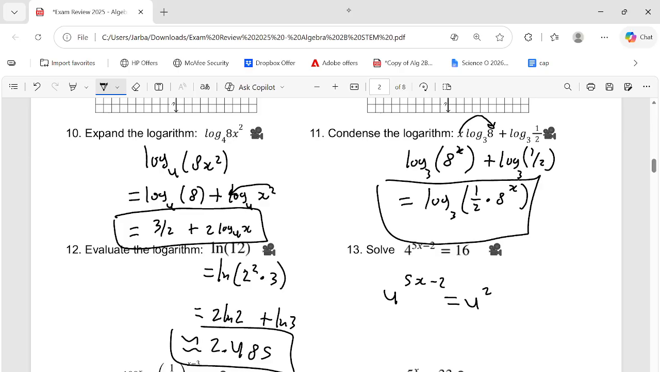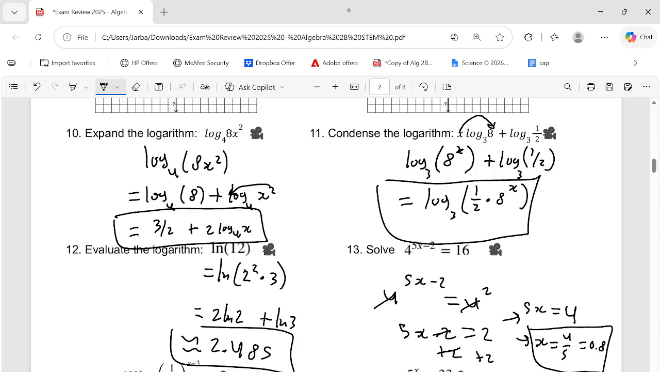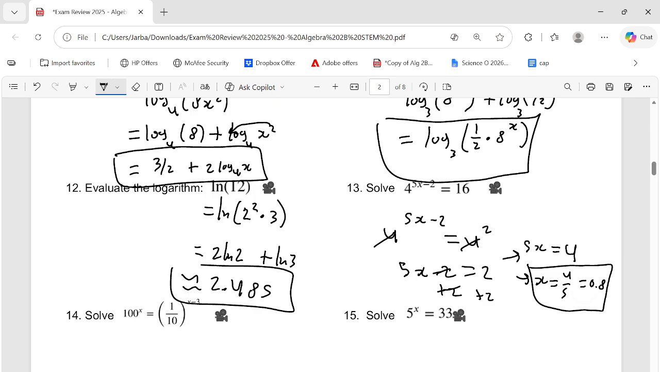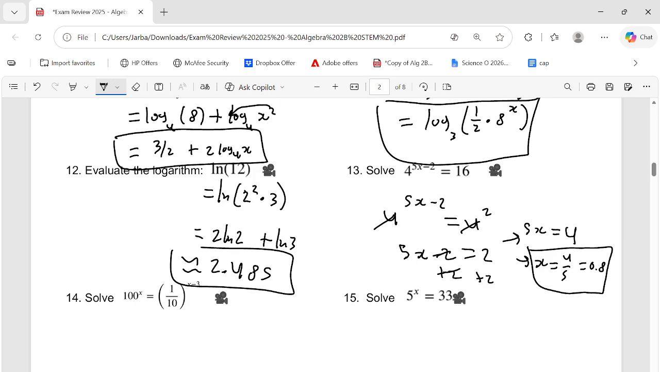Because we have the same base on both sides, we want to cancel out that base, and then we're just left with a nice linear equation. So 5x minus 2 equals 2. If we add 2 to both sides, we get 5x equals 4. So x is 4/5, or 0.8. And again, you should probably plug it back in, but for sake of time, I'm not going to do that.